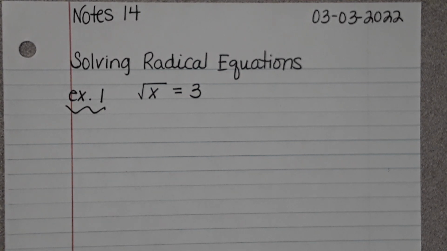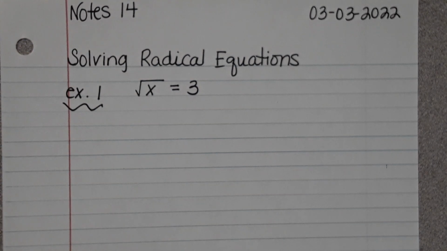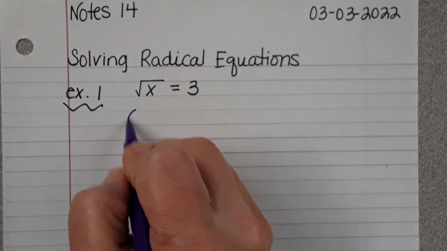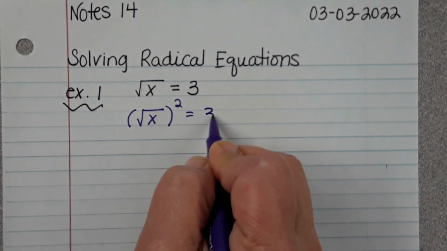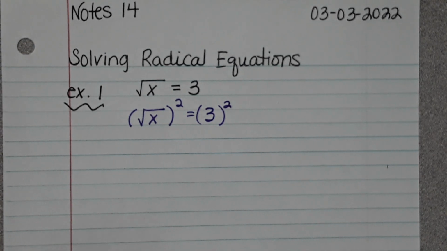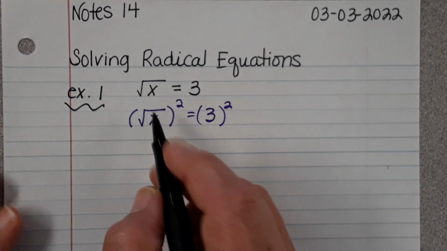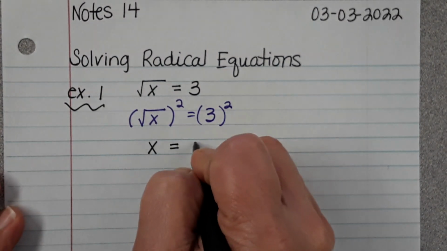So in order to get rid of a square root, or a radical, you need to look at the root. In this case, the root is 2, so we're going to square both sides. When you square a quantity with a square root, it undoes the square root. So you're just left with what's underneath the square root, and then 3 squared is 9.